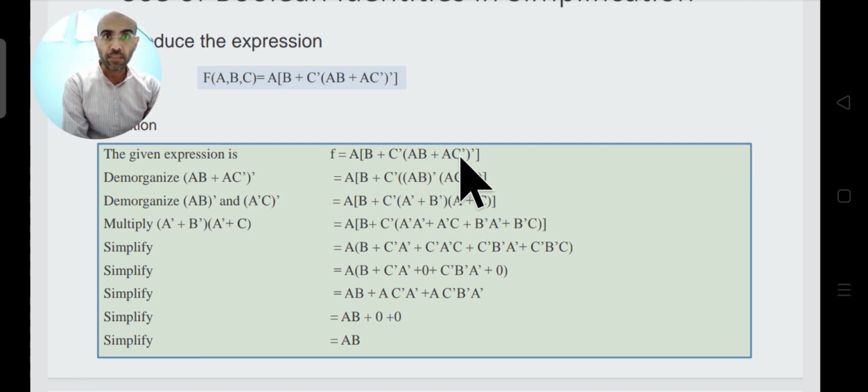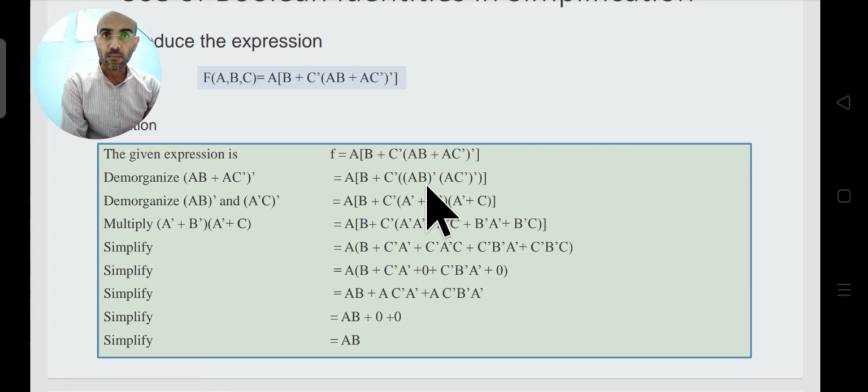So if I apply De Morgan's here, I find that this can be reduced. Break the bar and invert the operator. So I have broken the bar here and inverted the operator as well. Each of the terms is inverted. Then rewrite this equation in the form.